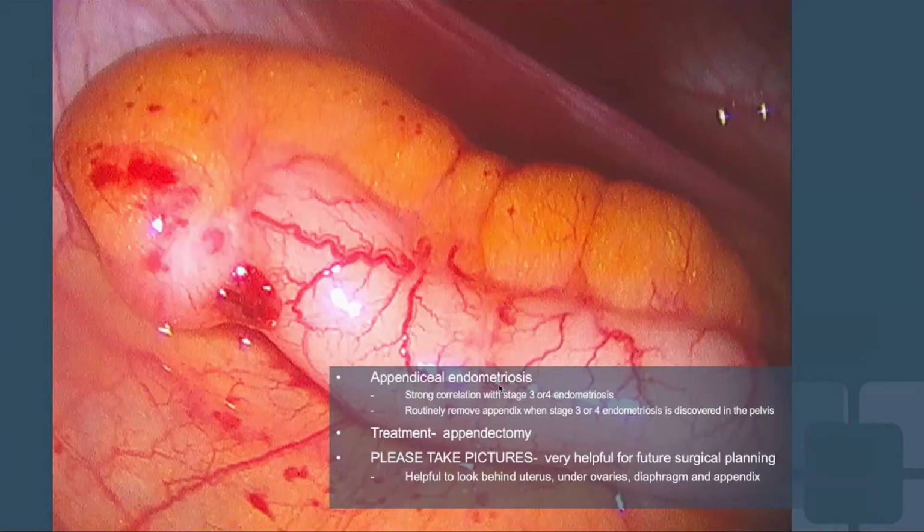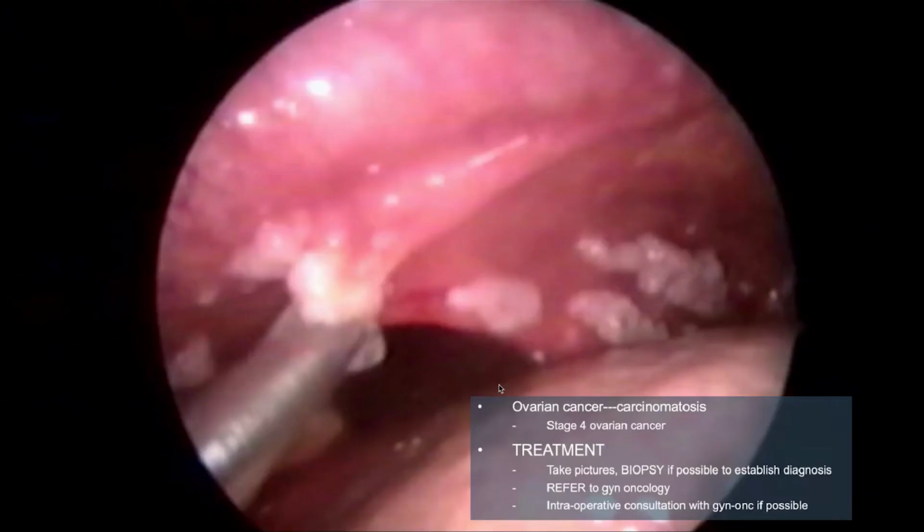Appendiceal endometriosis is a strong correlation with stage 3 or 4 endometriosis. Of course, this is in your purview, but if you see endometriosis on the appendix and you remove it, it is super helpful if you can get those pictures elsewhere: behind the uterus, under the ovaries, diaphragm, and appendix.